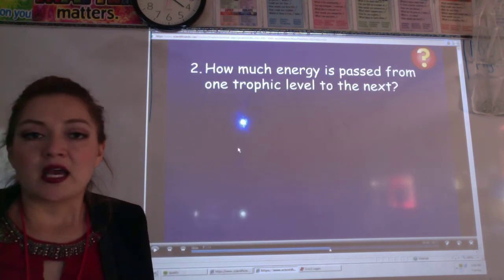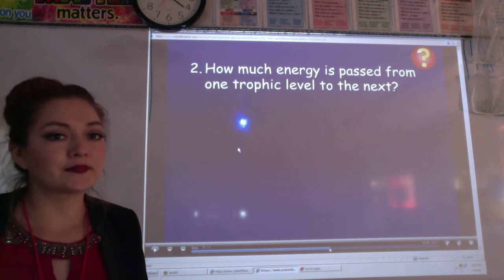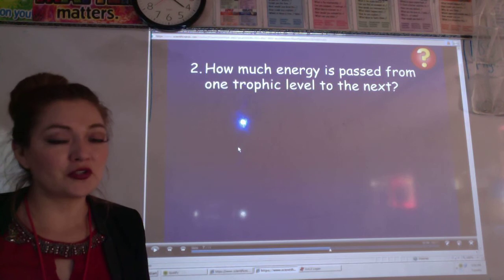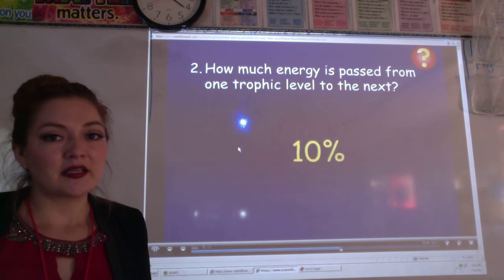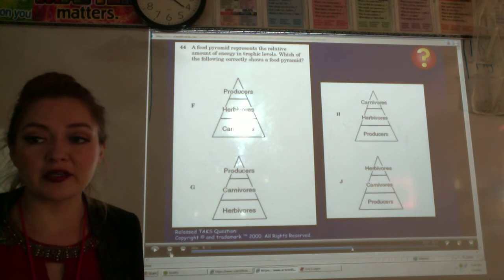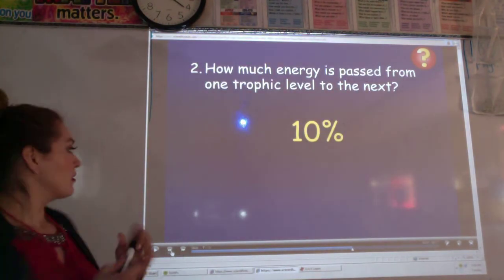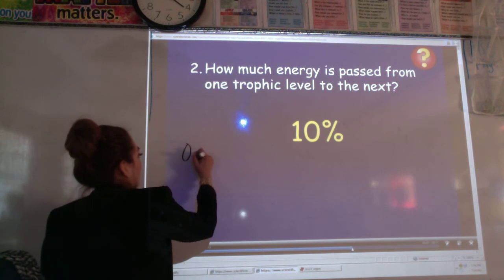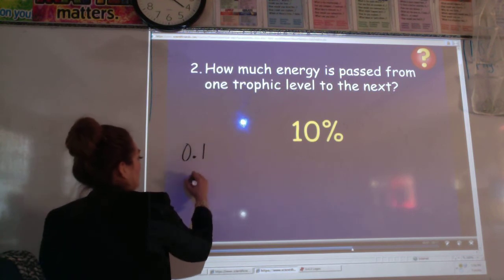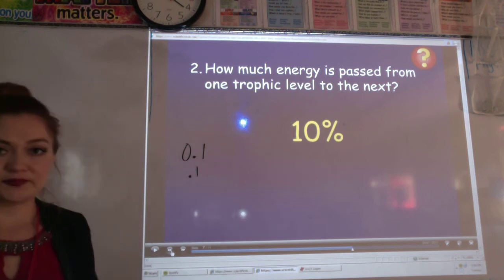Next question. How much energy is passed from one trophic level to the next? You should know that magic number. It is 10%. Or when you use the calculator, you can always use 0.1, which is the same as 10%.